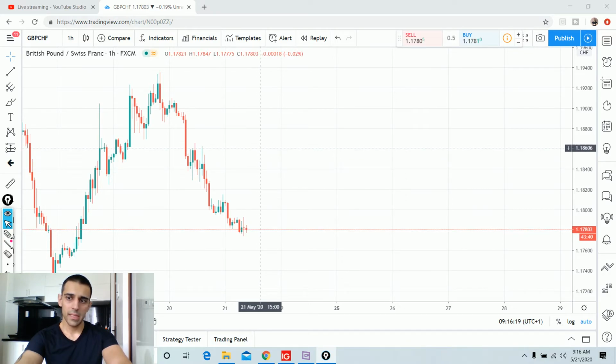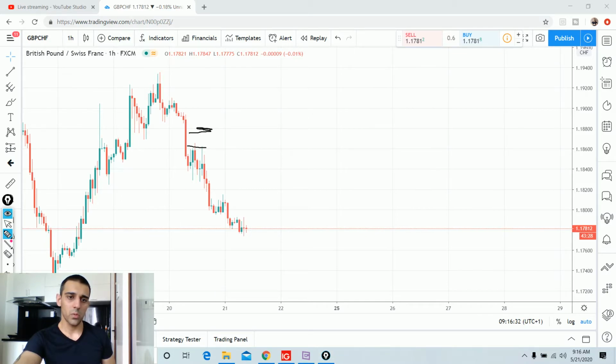So 118.60 was the first entry, and I called it a 20 pip stop loss or higher. If we take the 20 pip stop loss down here, then the price moved down in your direction. So it hasn't hit the target. Our target is down to here.